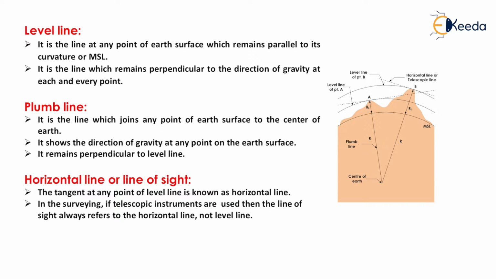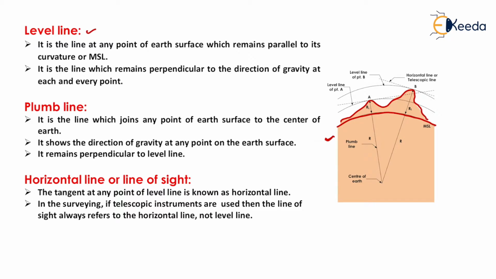Start with the level line. Now here a diagram is shown like this. This is the mean sea level which is shown here like this. It is the average surface of still water in the sea. Now our ground profile is like this. This is our ground profile like this.